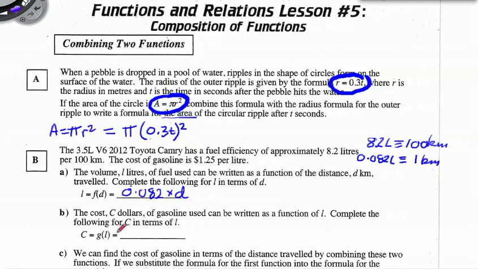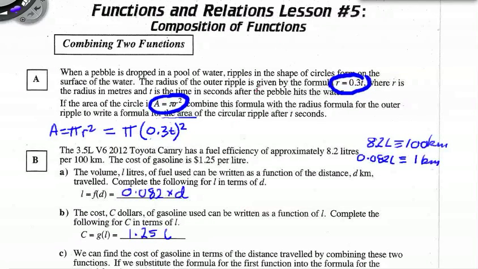Well, we know that the cost is $1.25 per liter. So if we use 1 liter, the cost is 1.25. If we use 2 liters, it'll be 1.25 times 2. So simply the cost is going to be 1.25 times L, however many liters we use.